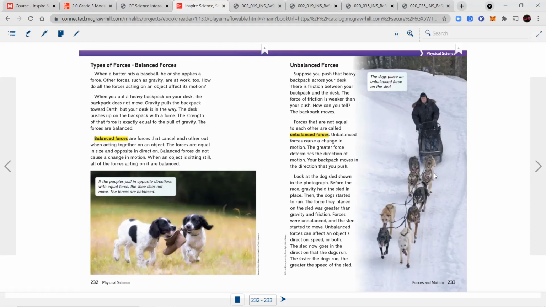Look at the dog sled shown in the photograph. Before the race, gravity held the sled in place. Then the dogs started to run. The force they placed on the sled was greater than gravity and friction. Forces were unbalanced, and the sled started to move. Unbalanced forces can affect an object's direction, speed, or both. The sled now goes in the direction that the dogs run. The faster the dogs run, the greater the speed of the sled.